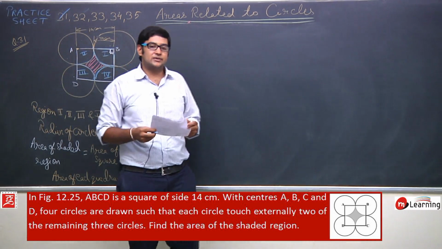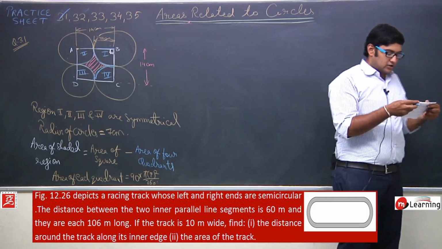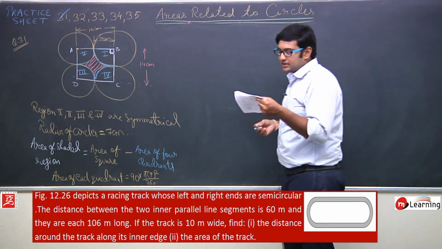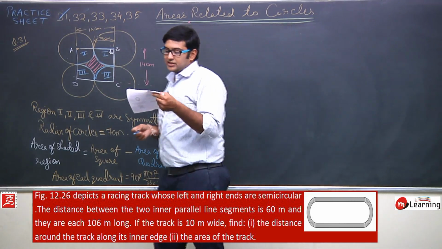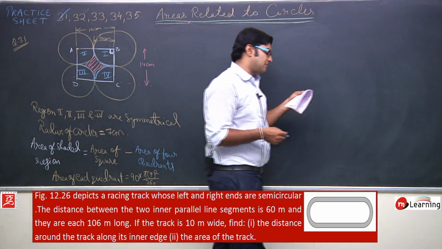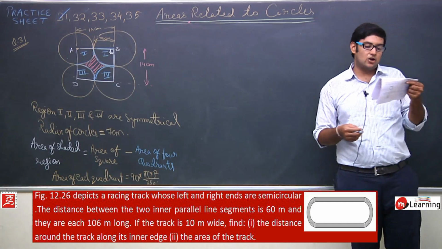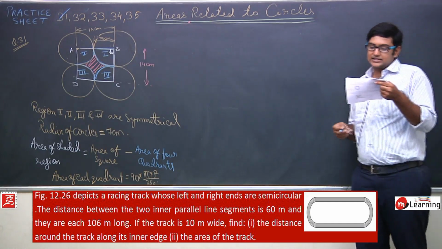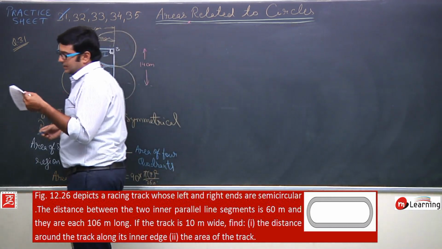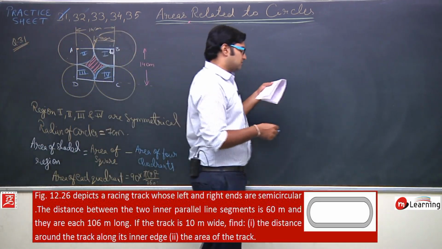Now let us move to question number 32. Question number 32 says, the given figure shows a racing track whose left and right ends are semicircular. The distance between the two inner parallel segments is 60 meters and they are each 106 meters long. If the track is 10 meter wide, find the distance around the track along its inner edge. Then second, find the area of the track.